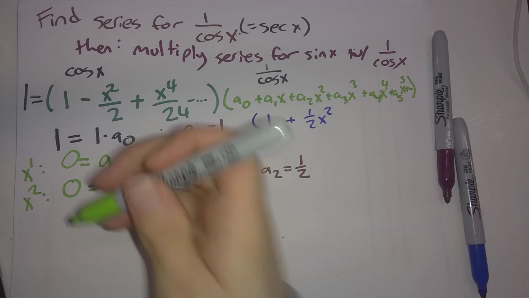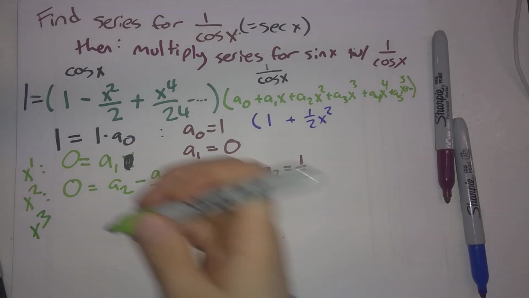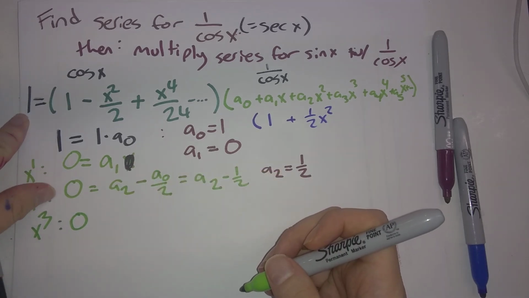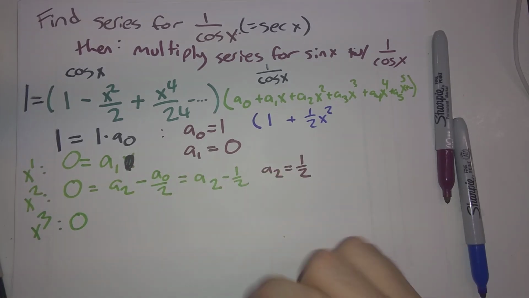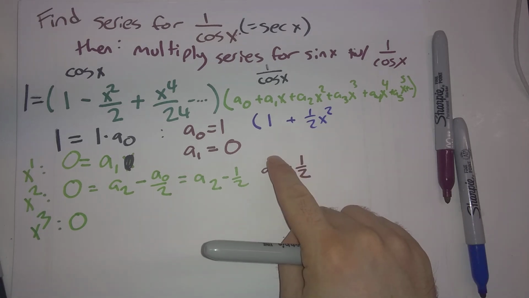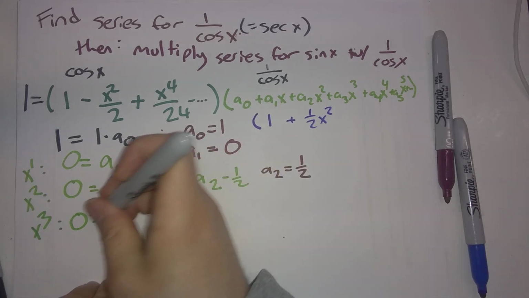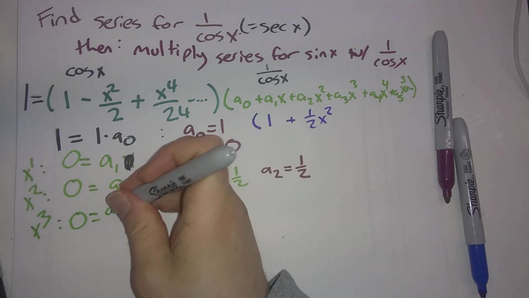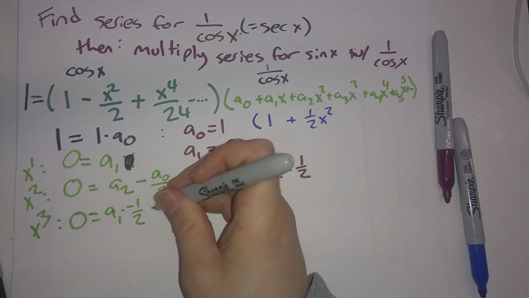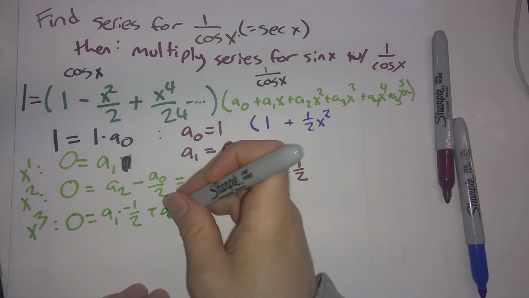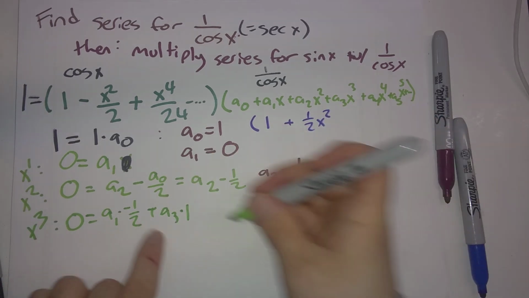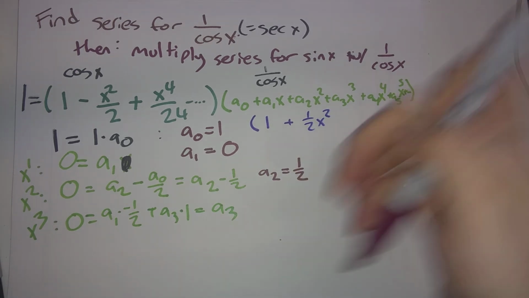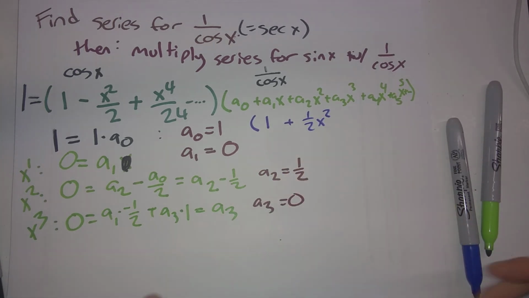If we keep going, x cubed, so the coefficient of x cubed over here is 0. And the only way we can get x cubed here is by doing a1x times minus x squared over 2, a1 times minus 1/2, plus a3 times 1. But a1 is 0, so a3 plus 0 is equal to 0. a3 is equal to 0.